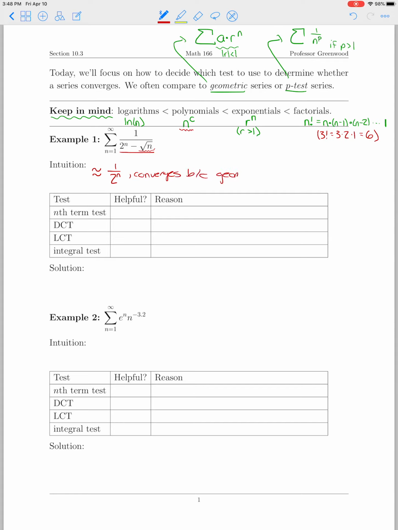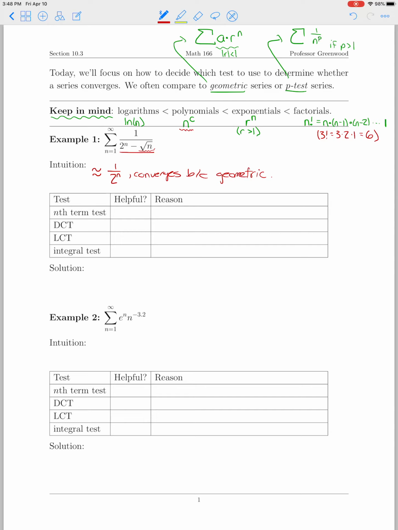And so now I have to find a way of justifying that this converges because it's roughly geometric by using something more precise. In other words, I want to find exact tests that will verify this intuition is correct. And so let's run through the tests that we have and see whether or not each one would be useful or not in this case.